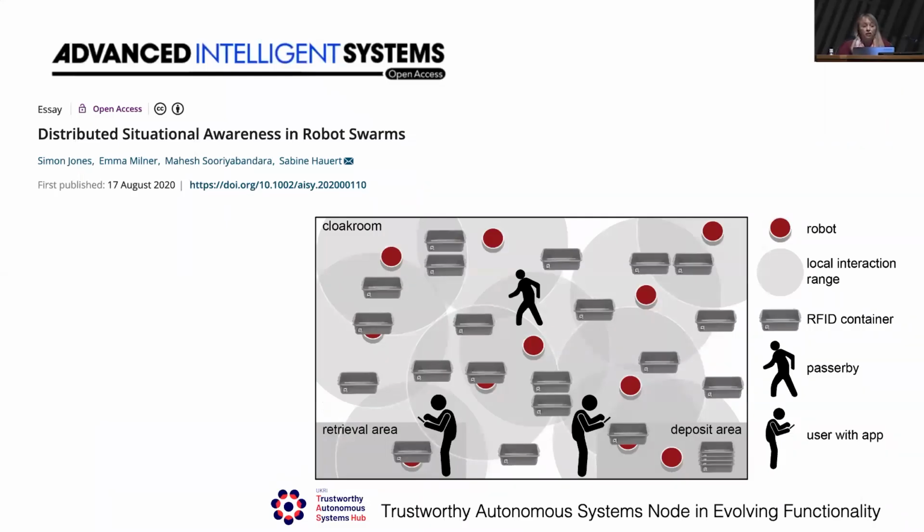So what might this look like? I just want to do a little thought experiment with you. Let's say that at IROS there was a robotic cloakroom and you're the operator of the cloakroom. Well, you could have designed this in a centralized way. How would you have done this?